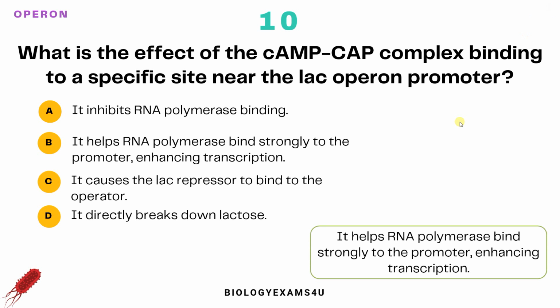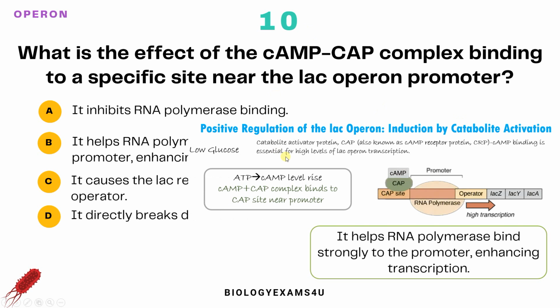The correct answer is it helps RNA polymerase bind strongly to the promoter, enhancing transcription. As you see here, ATP is converted to cAMP, that cAMP level rises and cAMP binds to CAP or catabolite activator protein, and this complex, CAP-cAMP complex, binds to the CAP site near the promoter, enhancing transcription.